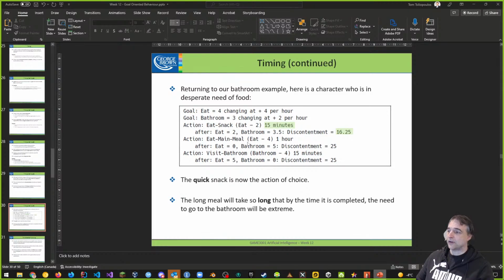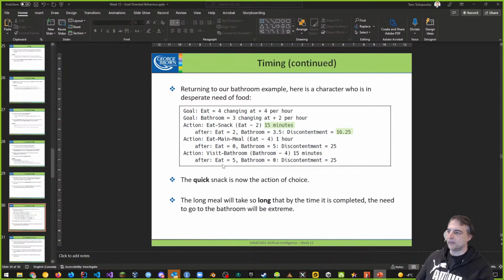And you're going to have a crazy desire to satisfy your bathroom next, right? Visit the bathroom, right? So that doesn't make sense. That's not the best possible action you could take, all right? Because your bathroom is going to be really, really high, right? And same thing goes the other way around. If I eat a long meal or visit the bathroom, right?